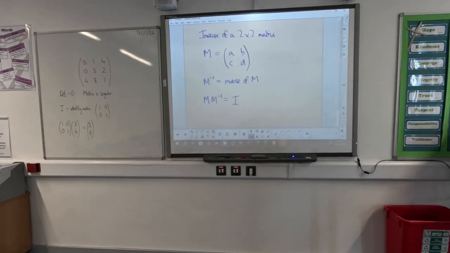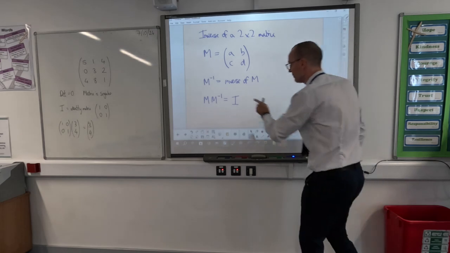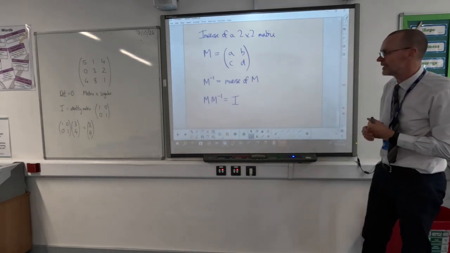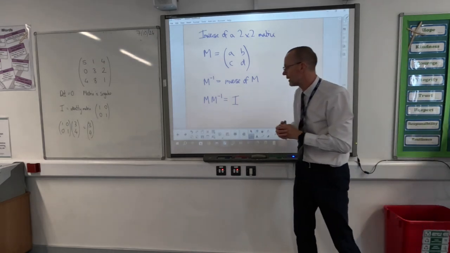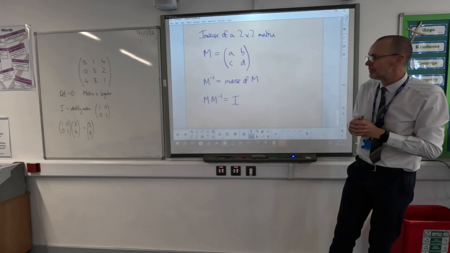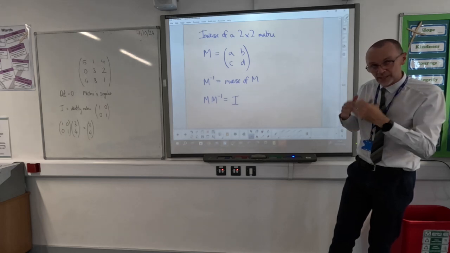Okay? So it's a little bit like saying, if you take 2, what do you need to multiply it by to make 1? In that case, it's the reciprocal, isn't it? You take 2 and multiply it by a half, and you get 1. Well, in the matrix world, if you want to get the identity matrix, what do I need to multiply my matrix by? That's what the inverse is.